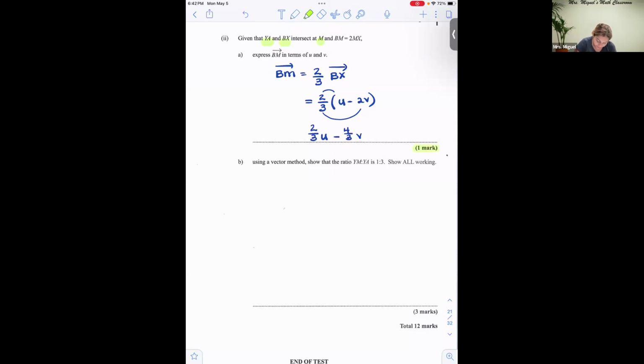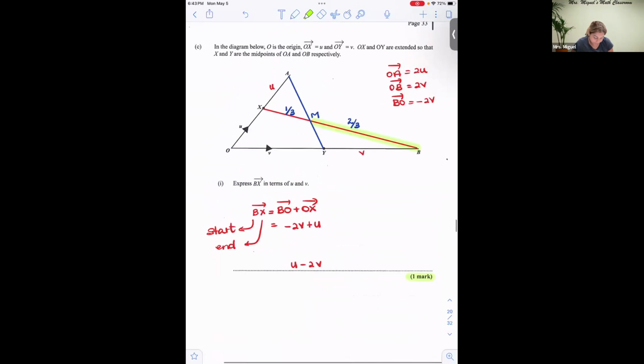Now, if you look at the level of difficulty here, this is 3 marks. So that is the bulk of the vector question, right? Using a vector method, show that the ratio of YM to YA is 1 to 3. So we have to find the vector YA. That is part of it. So although it's 3 marks, that doesn't mean that if you don't work it out, you're not going to get any marks. It is worth 3 marks because you have to find different parts to work on the question.